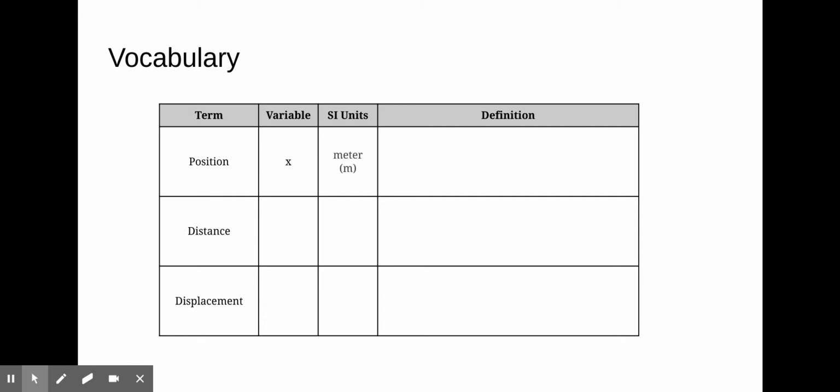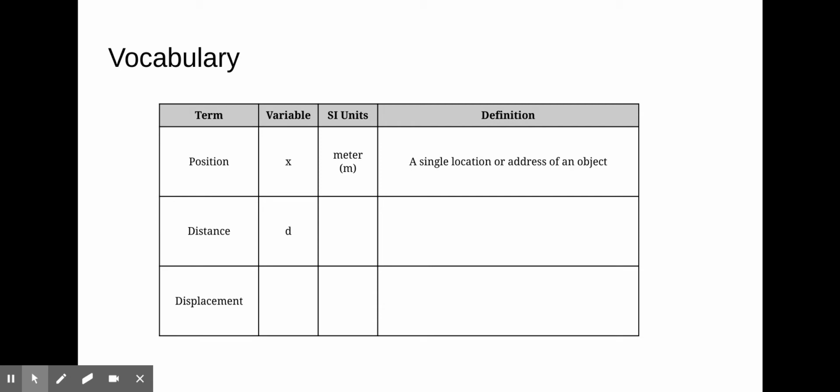The SI units, or the standard units for position, are meters, and we abbreviate that just with a lowercase m. And the definition of position is just a single location or address of an object. You should be pretty familiar with what position is already, but there's the official definition.